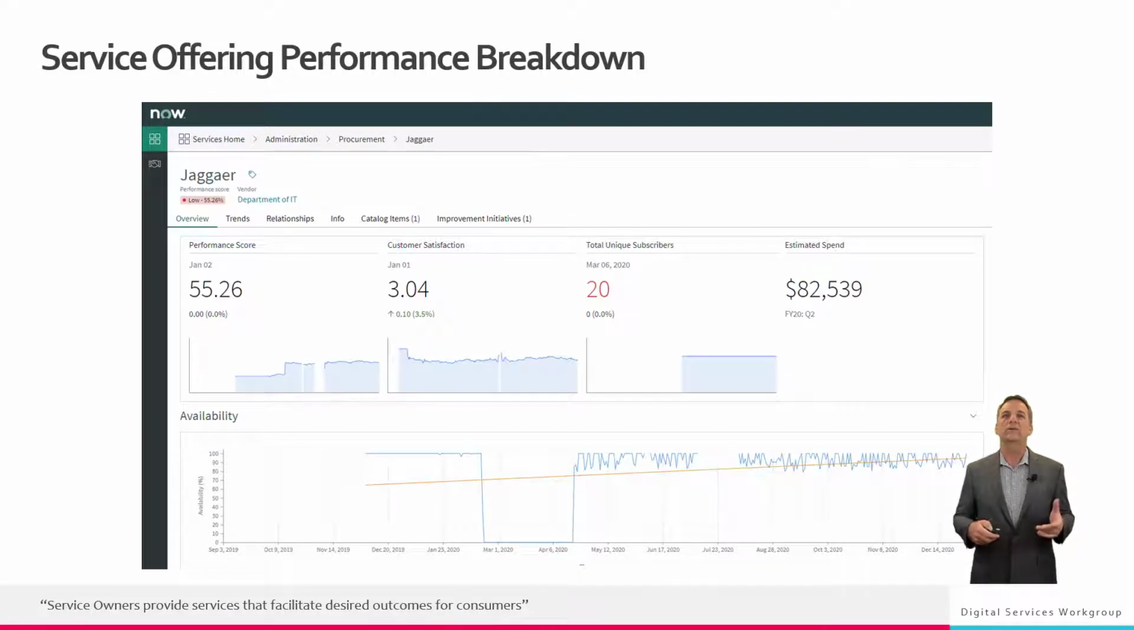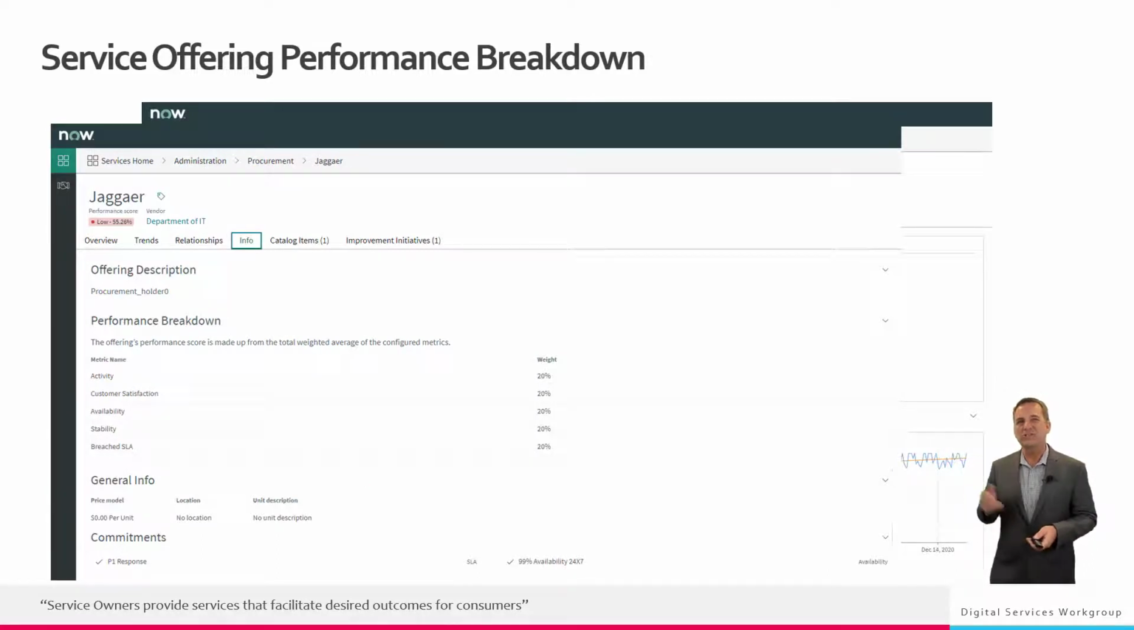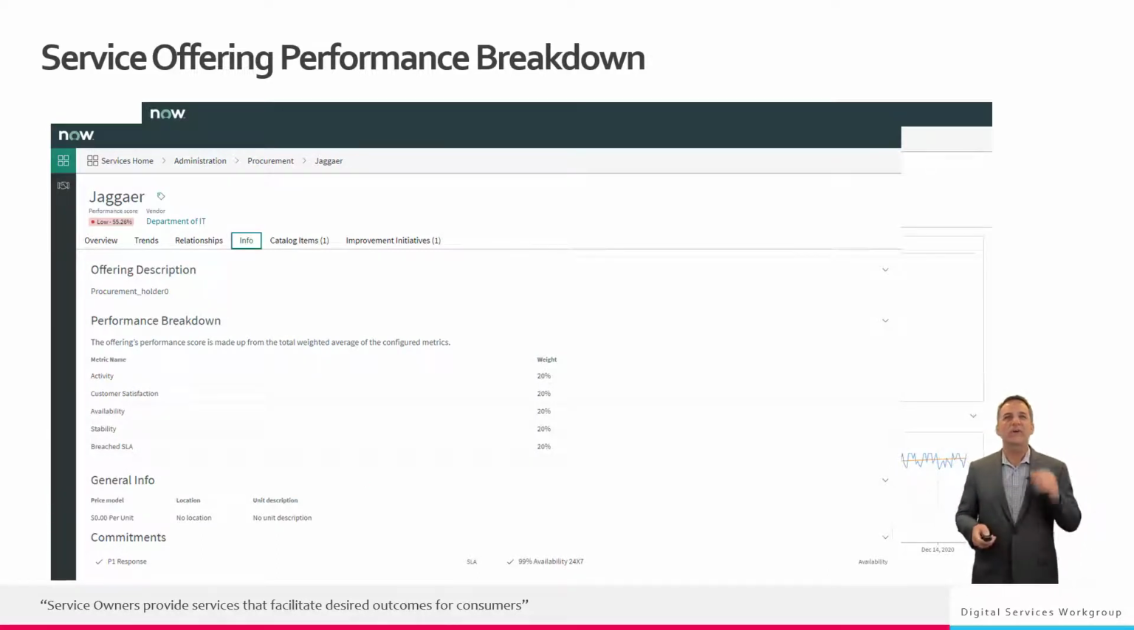In drilling down, you'll always land on the overview screen of the service offering scorecard. What we really want to see is the information, and for that we just click on the Info tab. This is the guidance that I was mentioning. If you don't know where to start, these are 5 common areas. Activity, which is based on how many people submit catalog requests for your offering. In this case, how many people requested the Jagger procurement service offering.